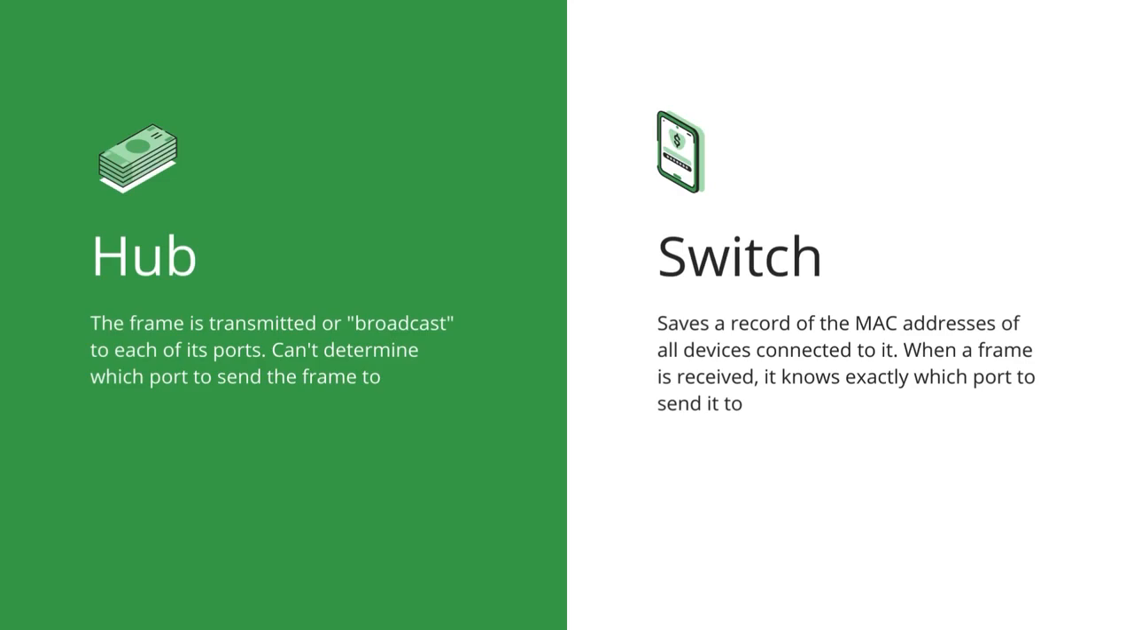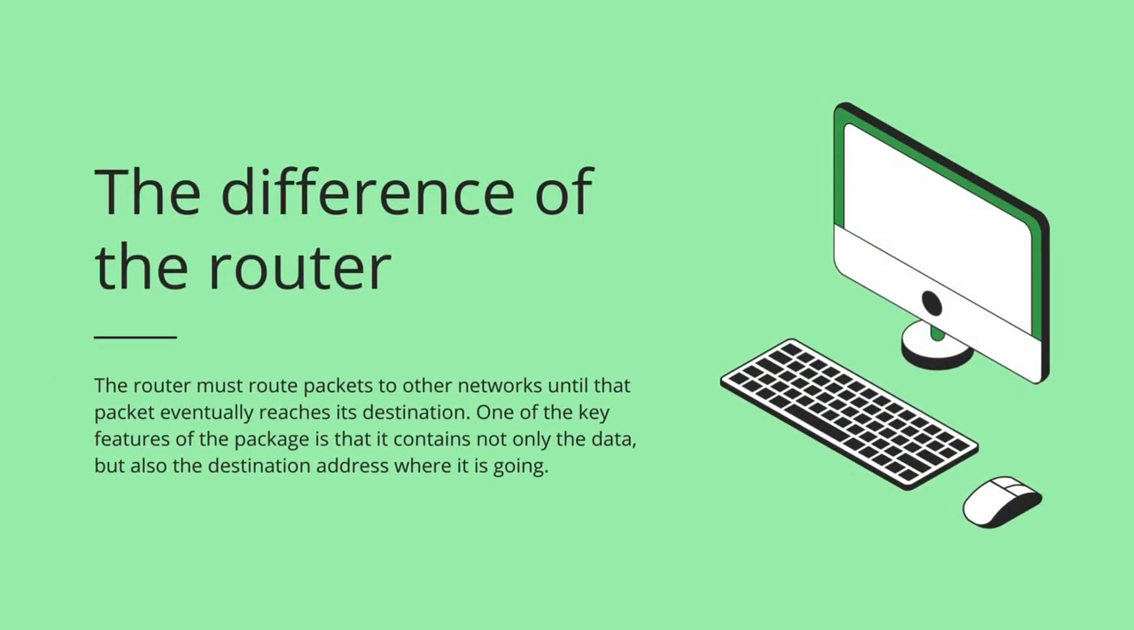Unlike a hub or switch that handles frame transfer, a router must route packets to other networks until that packet eventually reaches its destination. One of the key features of the packet is that it contains not only data, but also the destination address where it is going. Moreover, the router is the only one of these three devices that will allow you to share one IP address between multiple network clients.